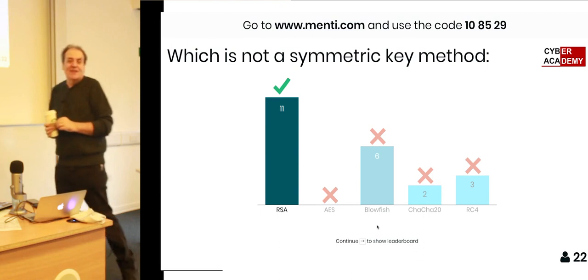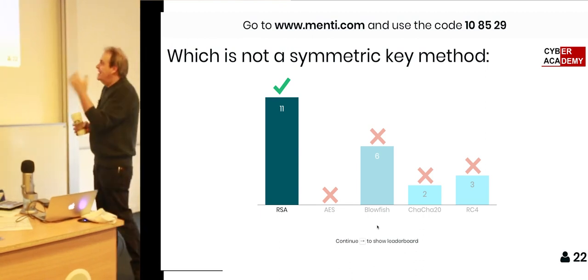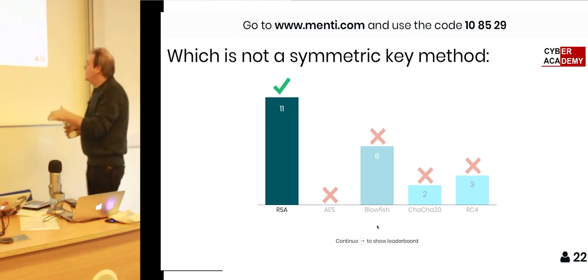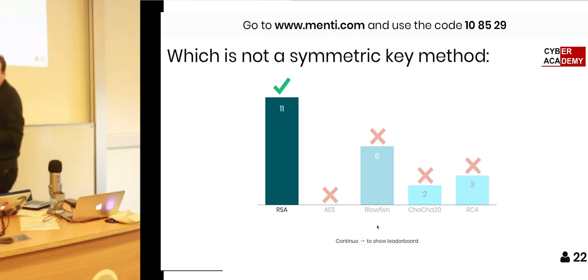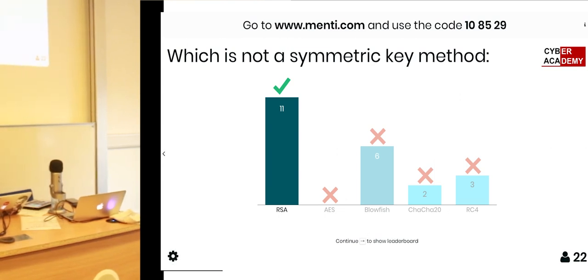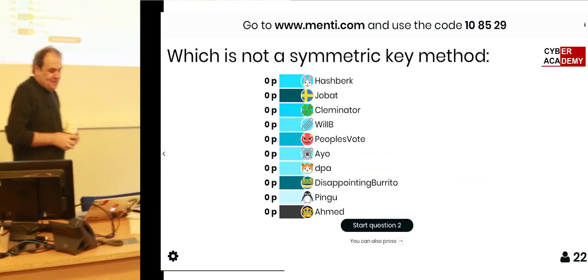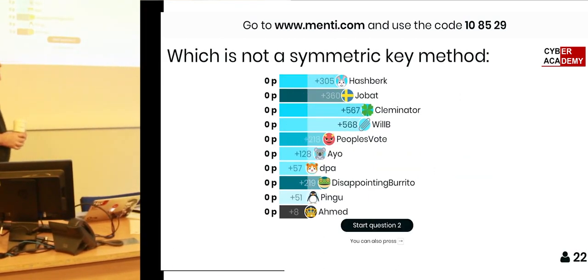Well, at least you didn't go for AES, which is good. AES is a block cipher, Blowfish is a block cipher, Cha-Cha is a stream cipher, and RC4 is a stream cipher. Symmetric key, RSA is not. RSA is a public key method. So we'll see how we got on.